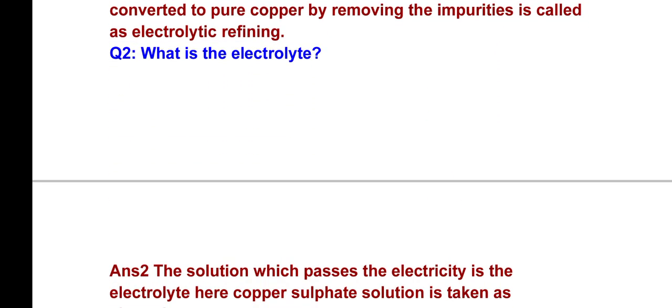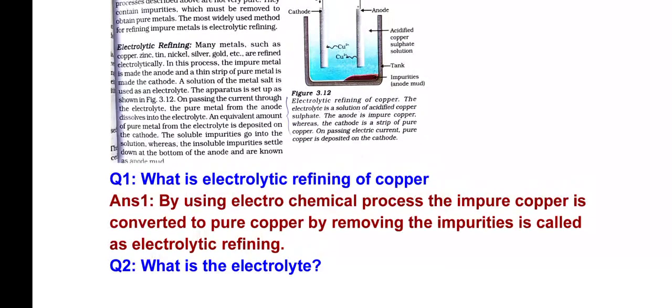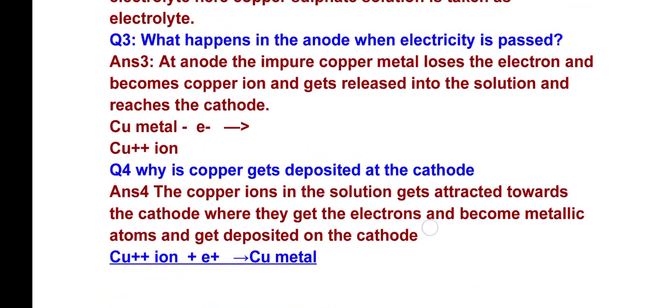What is the electrolyte and which electrolyte is used in this experiment? The solution which passes the electricity through it is called the electrolyte. Here the copper sulfate solution is taken as the electrolyte.